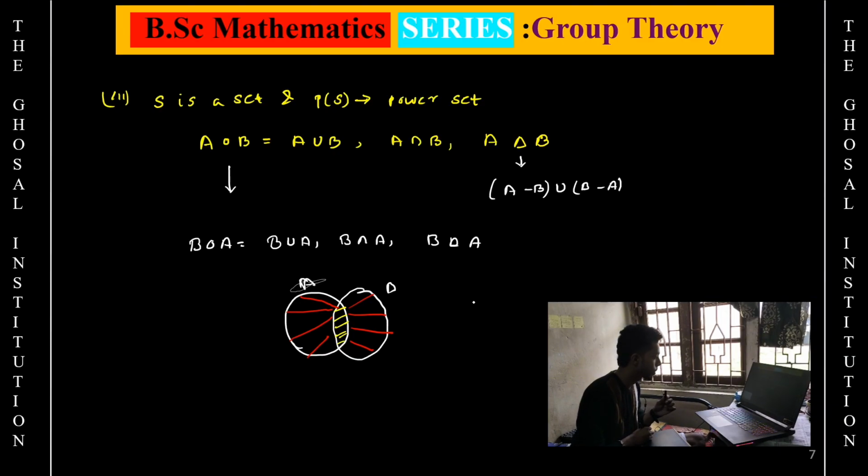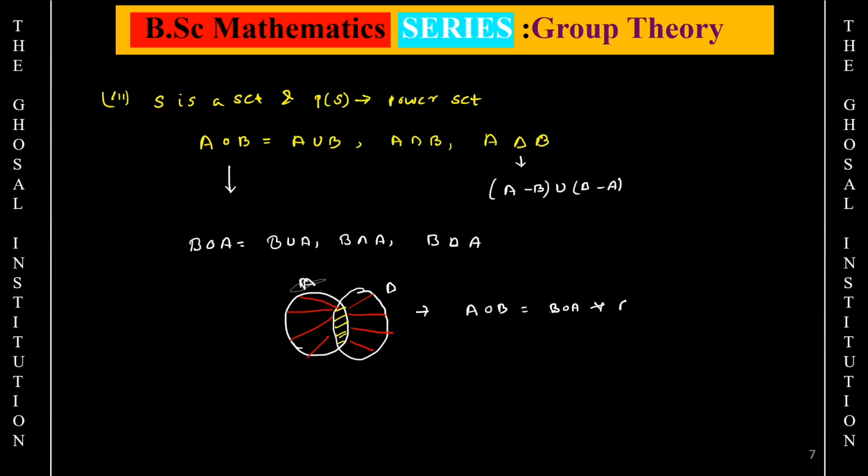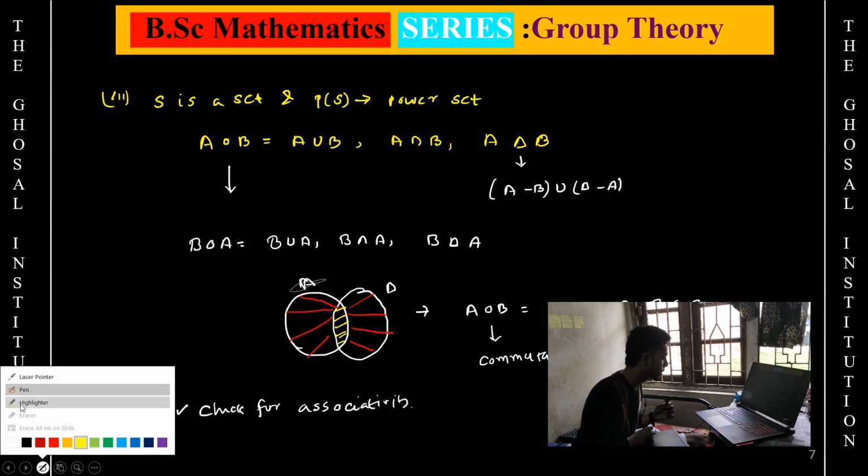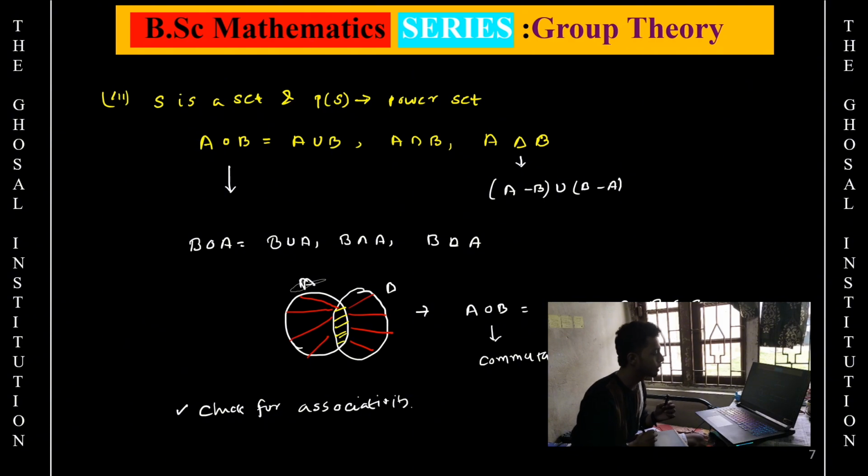So we say that A composition B equals B composition A for all A, B in the set S. Hence, this composition is commutative. Now check for associativity. It is also associative, so this is your task: check for associativity. Similarly, you can check for associativity.